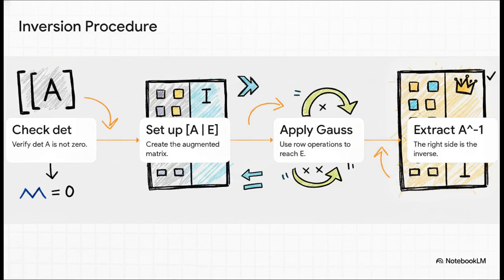Step 1. Always check that the determinant isn't 0. Step 2. Set up your augmented matrix. A on the left, identity on the right. Step 3. Apply your Gauss-Jordan row operations carefully. And Step 4. Extract your shiny new inverse matrix from the right side.